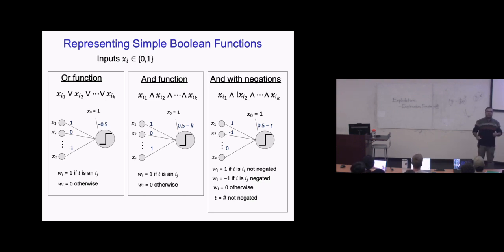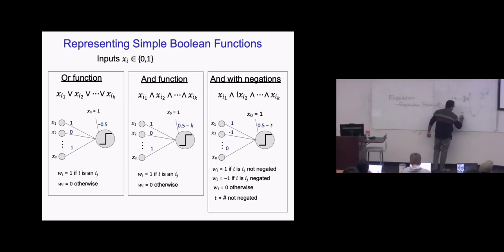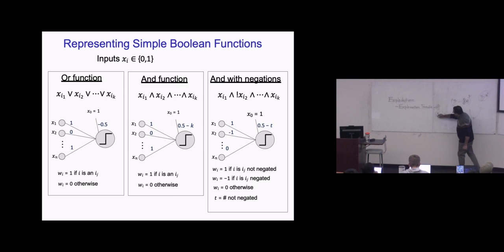So if one of the inputs you have is true, then the output should be 1, right? So let's say your space is, these are all the variables you are dealing with, okay?